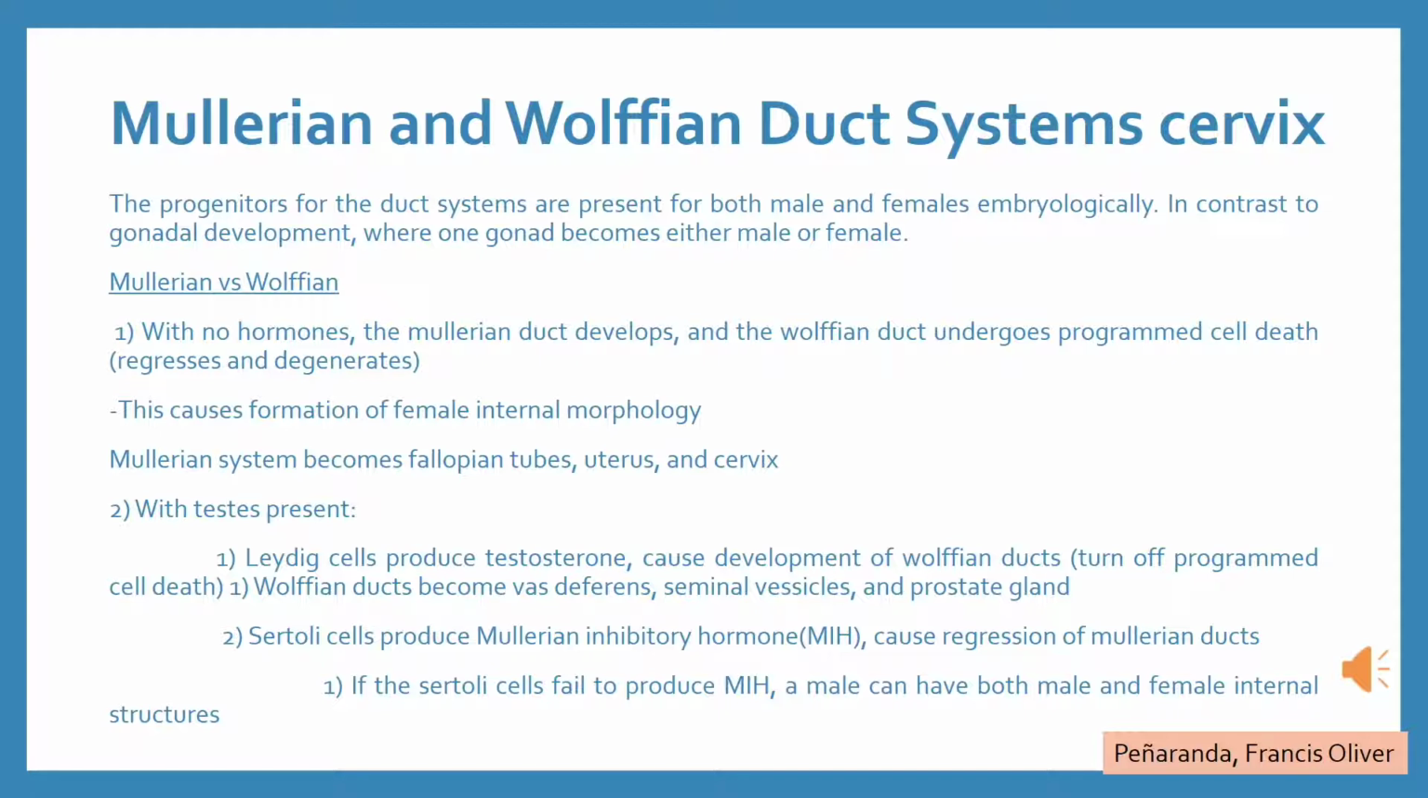Second, with testes present, Leydig cells produce testosterone, causing development of the Wolffian duct and turning off programmed cell death. Wolffian ducts become vas deferens, seminal vesicles, and prostate gland. Sertoli cells produce Mullerian inhibitory hormone, causing regression of the Mullerian ducts. If the Sertoli cells fail to produce MIH, a male can have both male and female internal structures.